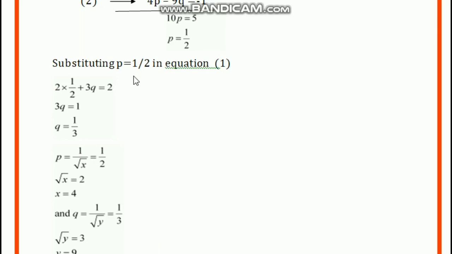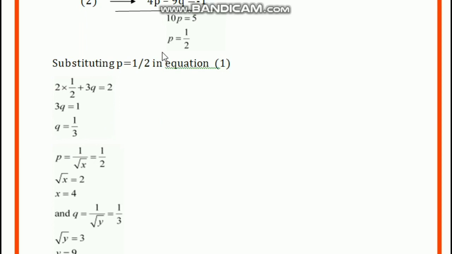Okay, then substitute p equal to 1 by 2 in equation 1. So what is the first equation? 2p plus 3q equal to 2. So what is the value of p? 1 by 2. Okay, so here see this 2 will be cancelled. So remaining 1. So 1 plus 3q equal to 2. Then that 1 transposes to the right hand side. So we will get 3q equal to 1. Students, right, step by step. Okay, so 3q equal to 1, then q equal to 1 divided by 3.